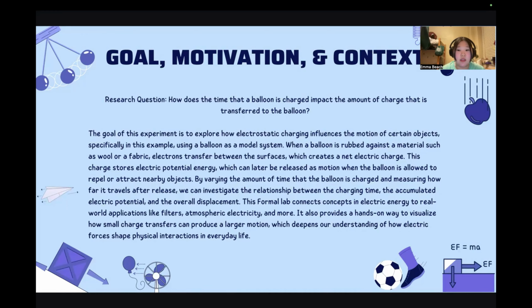When the balloon is rubbed against materials such as wool or fabric, electrons transfer between the surfaces, and that creates a net electric charge. This charge stores electric potential energy, which later can be released as motion when the balloons are allowed to repel or attract nearby objects.